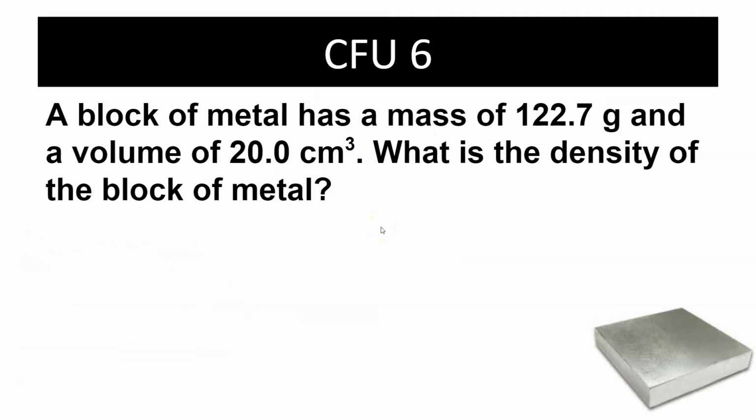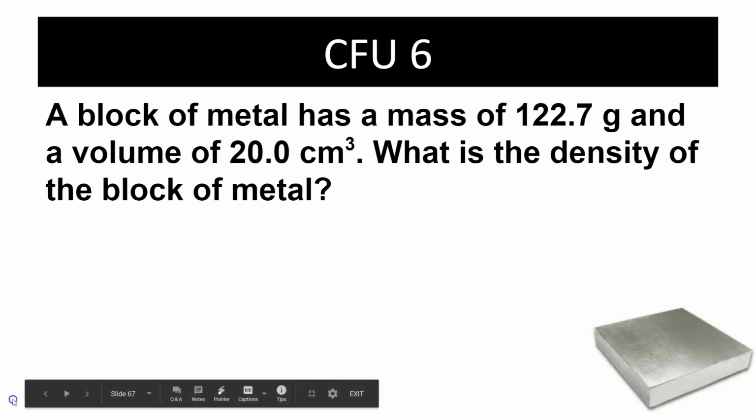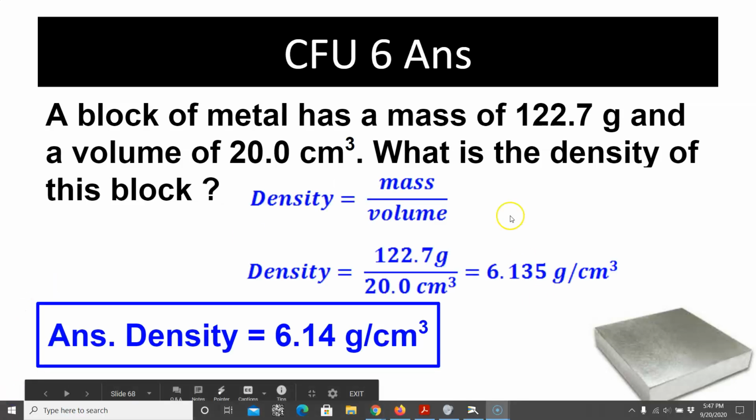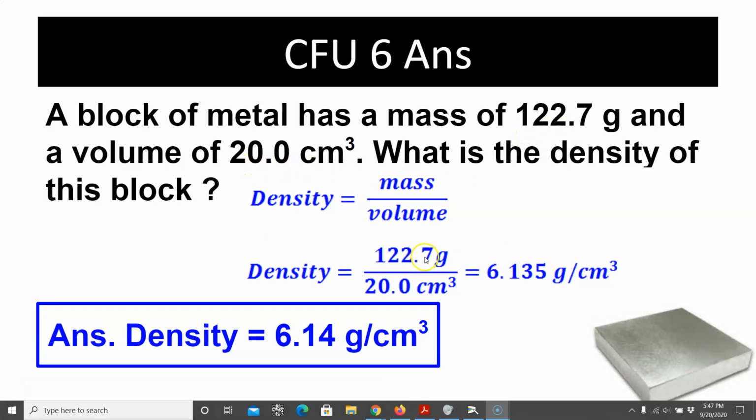Okay, now that we've gone over the types of measurements and equipment that we use for mass and volume, let's go back to density. We have a few CFUs, see if you remember how to calculate density. In each of these examples, I'm going to give you information about the mass and the volume. I want you to calculate the density with the correct units. Pause the video now. When you press play again, the answer will be revealed. Okay, here is the answer. The mass was 122.7 grams. The volume was 20.0 centimeters cubed. You just divide the mass by the volume, and that gives you the density.